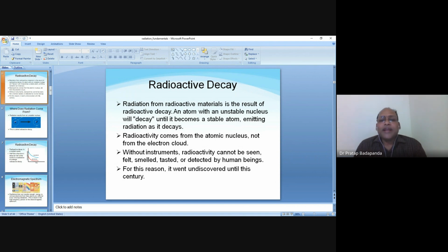Now, radioactivity comes from the atomic nucleus, not from the electron cloud. So electrons have no role in this case. Only the protons and the nucleons show this behavior. Electrons will come and go, but that is not part of it. That depends upon the chemical properties.